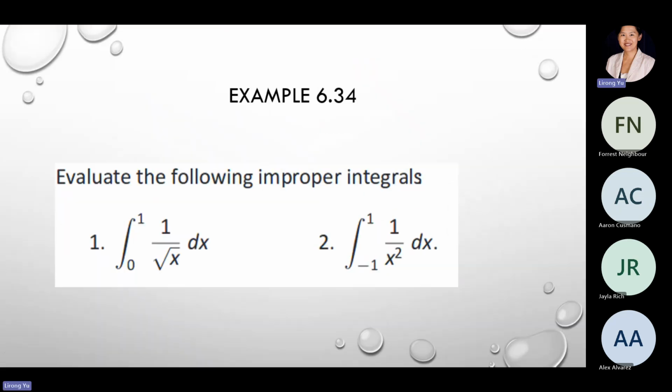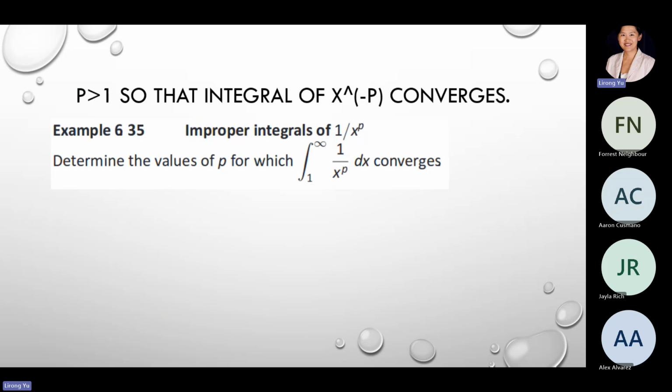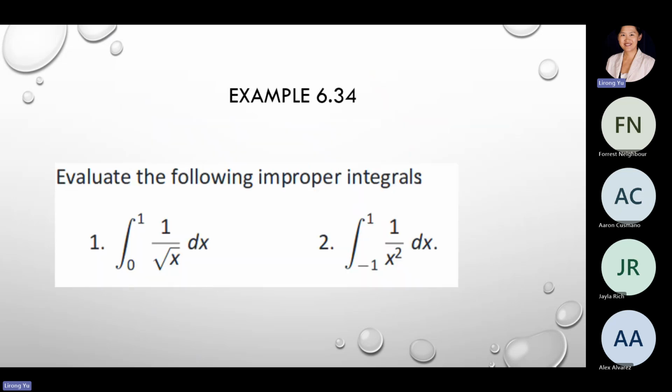For improper integrals, one of the easier ways is to identify the actual behavior of the function, and then maybe we'll have some understanding of why sometimes it's infinity and sometimes it's not. All right, let's try to summarize what happened. We have these two similar examples.